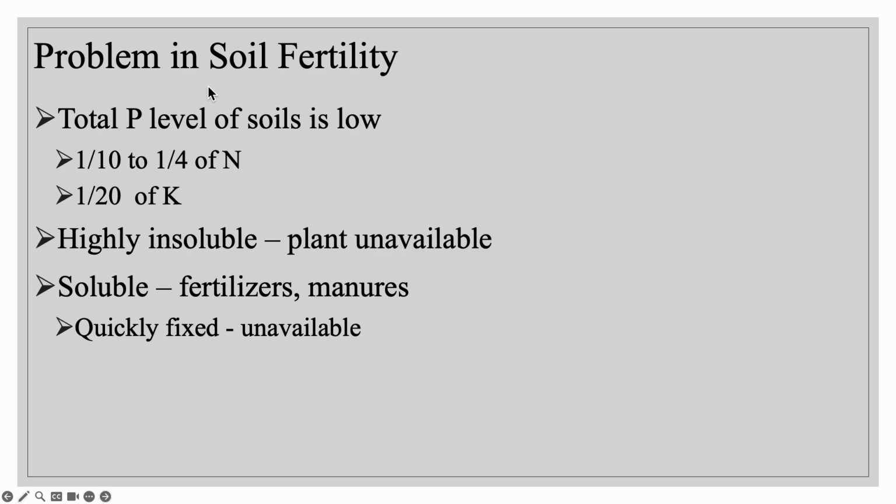So some of the major problems that we have with that is like there's not a whole lot of phosphorus in our soils, just in general, to start with. And most of it is highly insoluble and therefore not plant available. So what we want to do is apply soluble fertilizers that can be taken up by the plant. But one of the issues is they can be quickly fixed and become unavailable because of those inner sphere complexes.